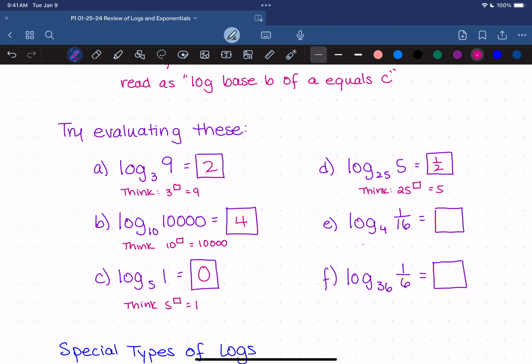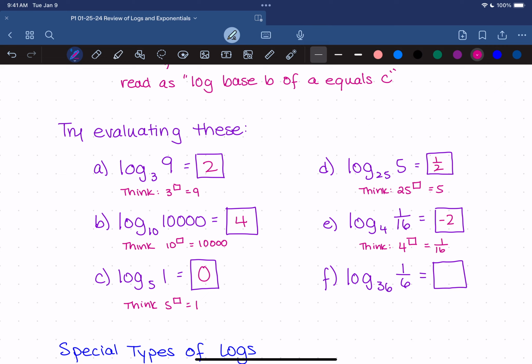Okay, try E. Think 4 to what power is 1/16? Like I said, this one's a little tricky. So first of all, we know 4 squared is 16. So 4 to the power of 2, but it's 16 in the denominator, so we also had to flip it. So negative, because it turned into a fraction, but 4 squared is 16.